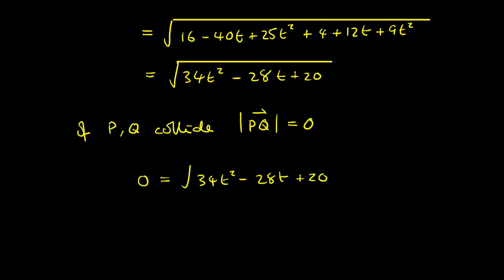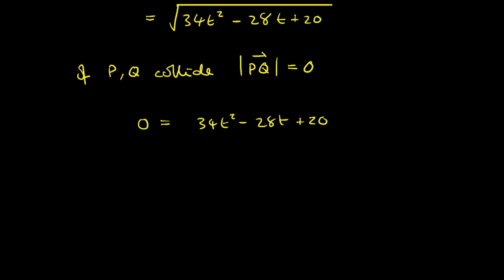Square rooted. But of course, if we square both sides, then we get rid of that square root. So let's just do that. Okay, and I think this will divide, won't it? This should divide through by 2 at least. So 17t squared minus 14t plus 10.